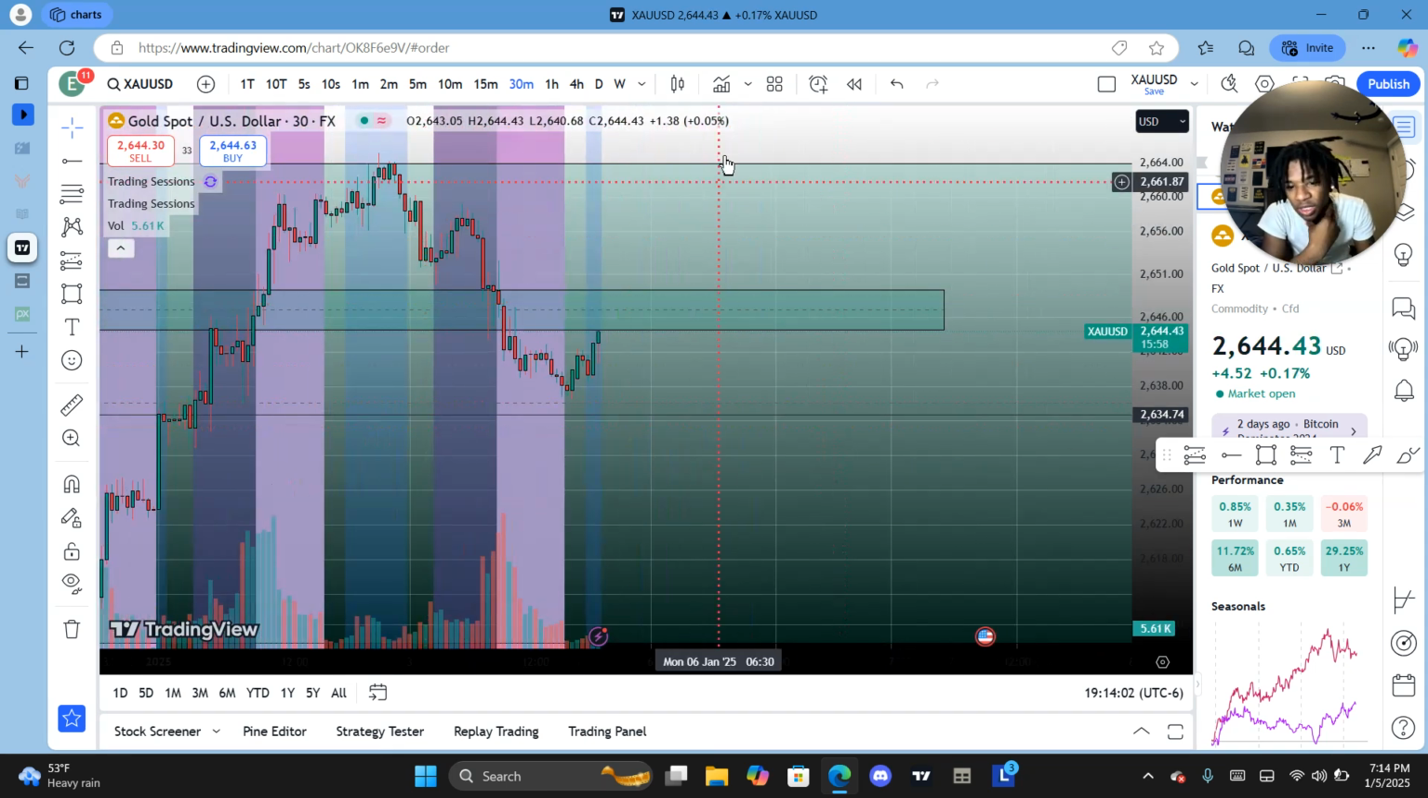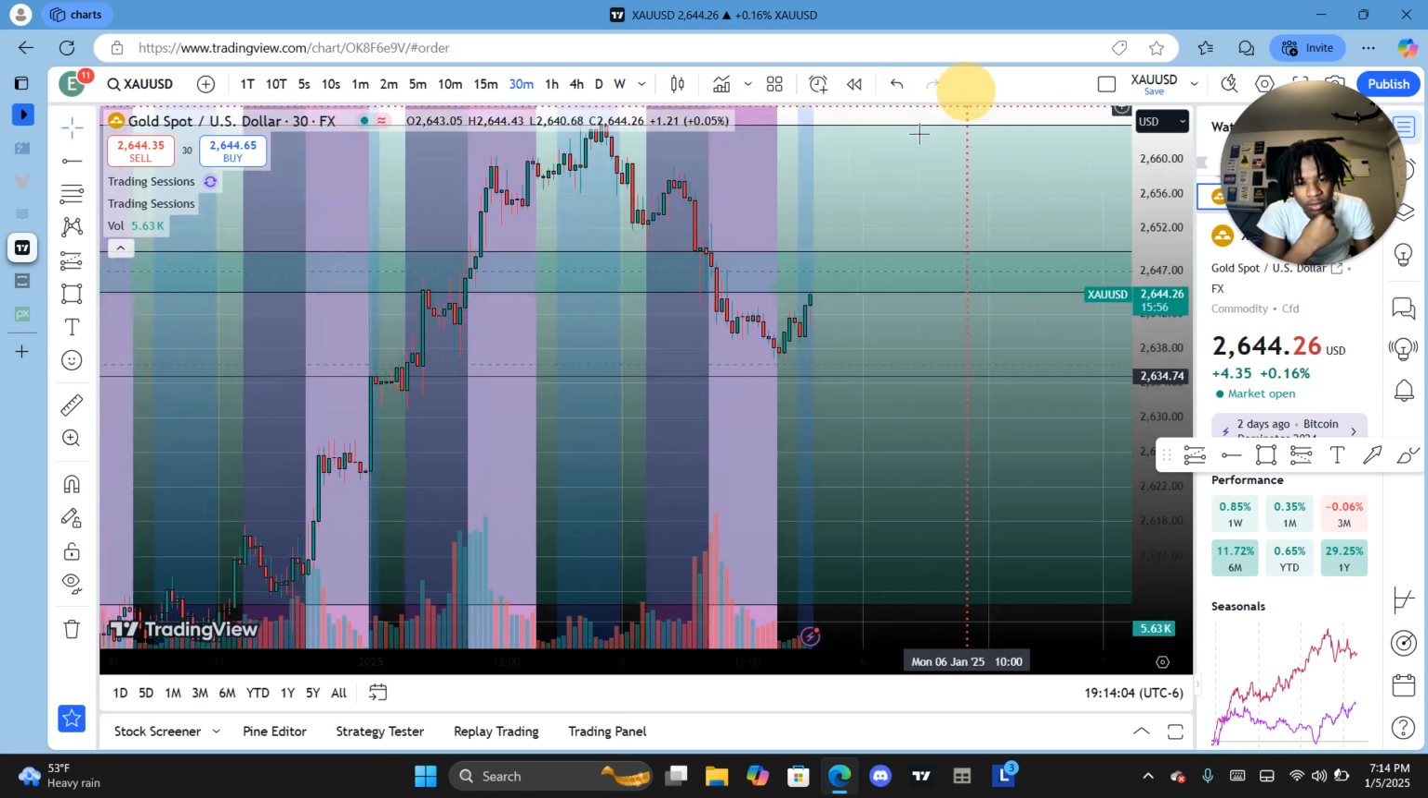Besides the point. And then right here you can see bought up, sold, bought back up. So this zone right here might be a good zone to buy from.